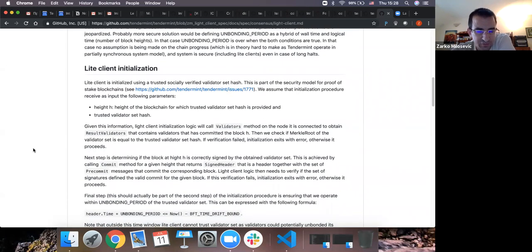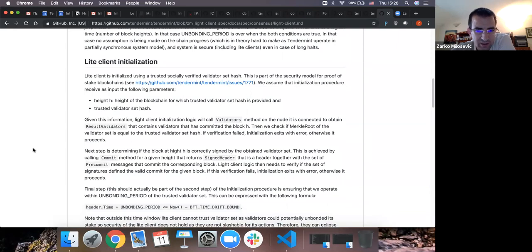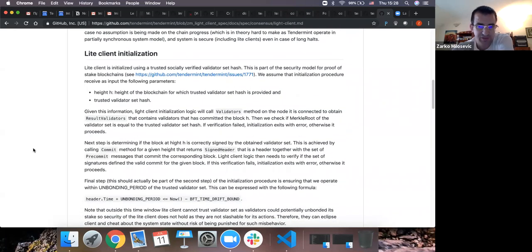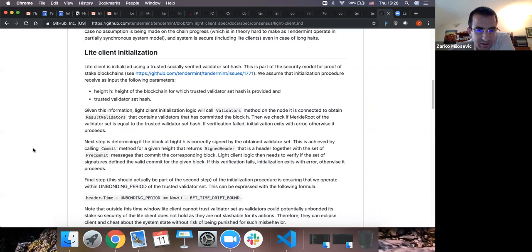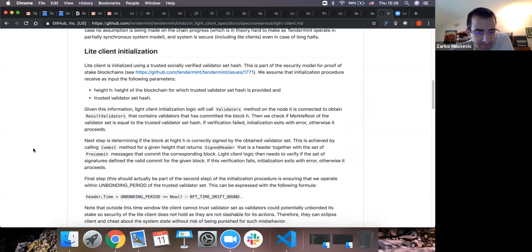And if we have this information, then we can call the validators method on the Tendermint RPC to obtain the validator set for a given block height. And if we have this, then we can check whether the hash of the validator set corresponds to what we have as a trusted validator set. And of course, if this fails, then we haven't initialized the light client correctly, so we need to do something else.